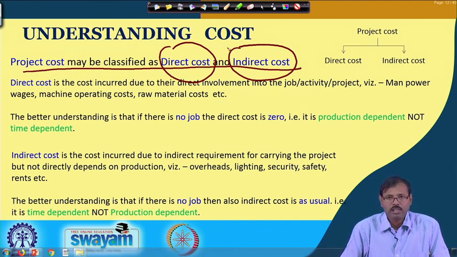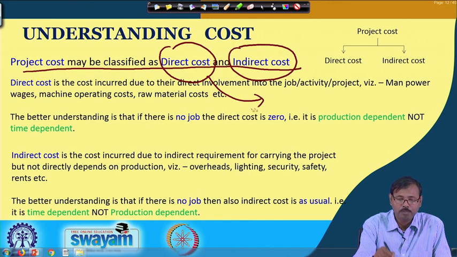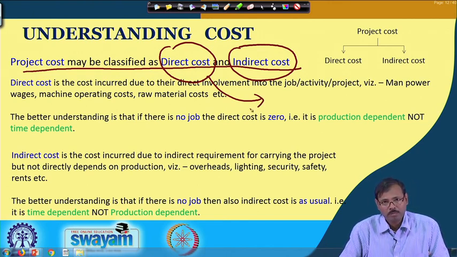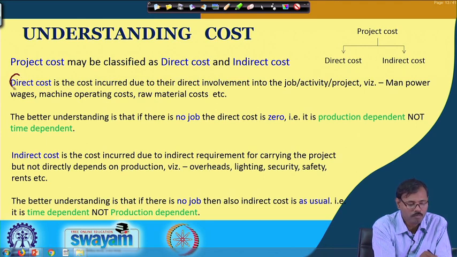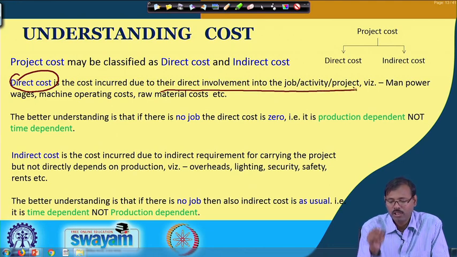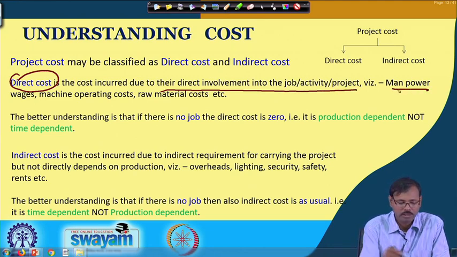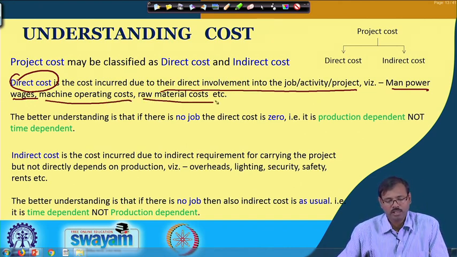The electric consumption by the lathe machine is the operating cost of the machine, and maybe other things are required for creating this bolt. So, all this man, machine, power consumption for running the machines, and material used come under the direct cost. So, direct cost is the cost incurred due to direct involvement in the job activities, like manpower wages, machine operating cost, raw material cost, etc. Direct safety costs are also included.